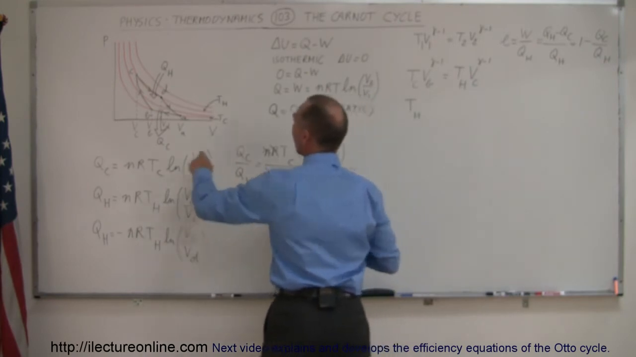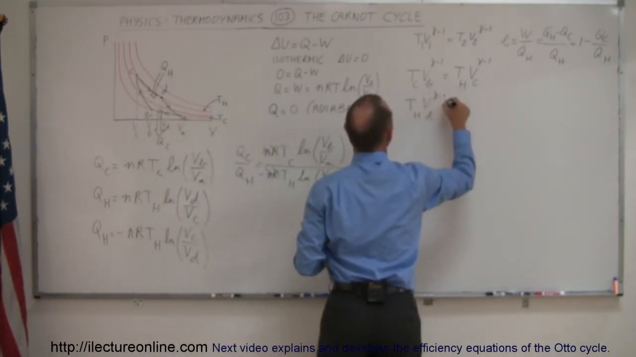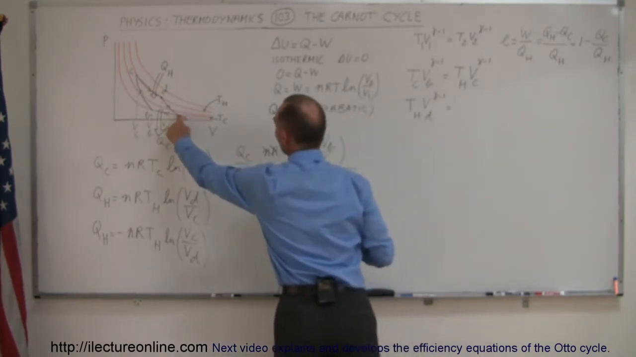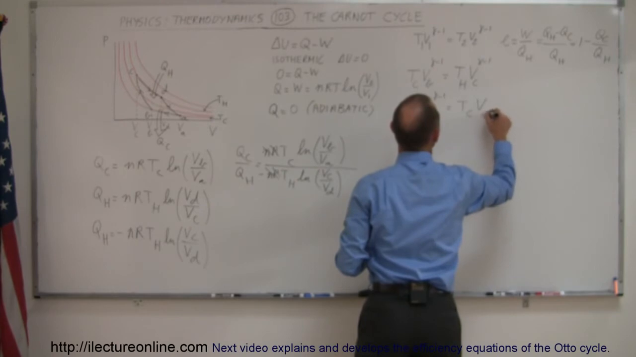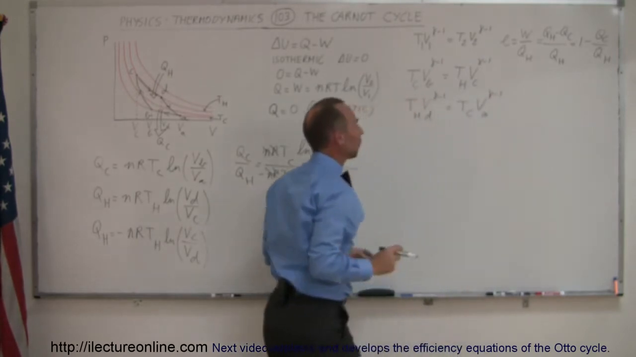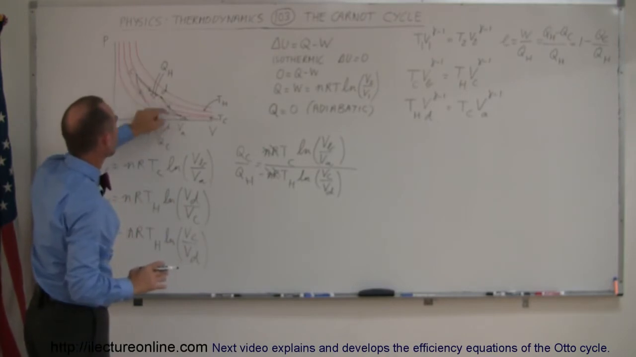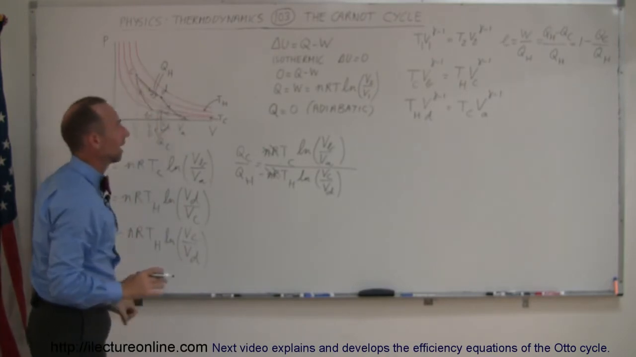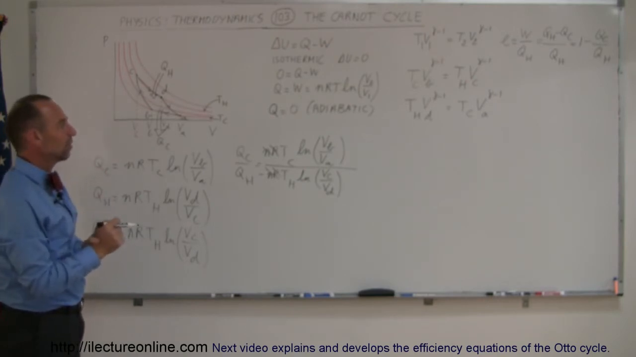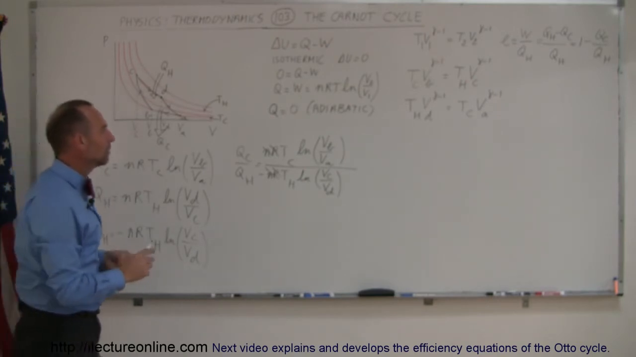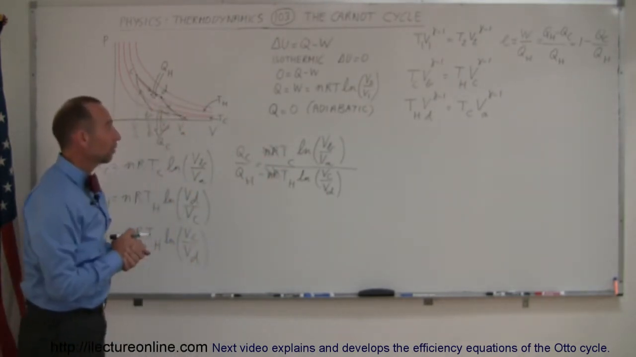So T hot times V sub D to the gamma minus 1 is equal to, when we get over here, T cold times V sub A to the gamma minus 1. So we used that equation to relate B and C and D and A, because that's an adiabatic process and that's an adiabatic process. Now, what I need to do is somehow get rid of the Tc and Th here. All right, so how do we do that?